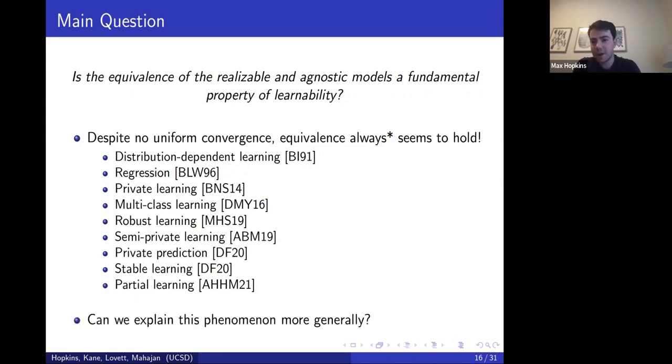And what I want to talk to you about today is whether there's some more general way to explain this phenomenon. What's going on here? There's clearly something going on. We're changing the definition all over the place. We're looking at different versions of learnability, and yet somehow realizable and agnostic learning are always the same. What's going on? Until recently, we didn't know. And this is what I hope to convince you of today, that there is something more general going on.